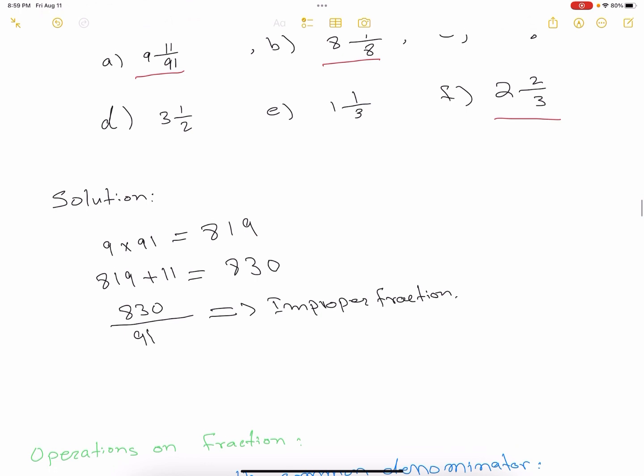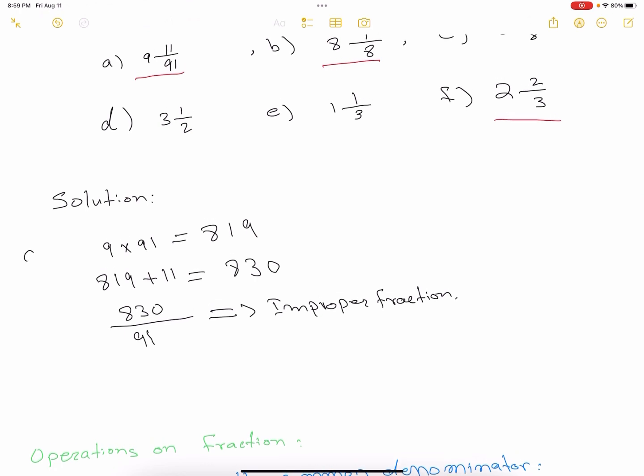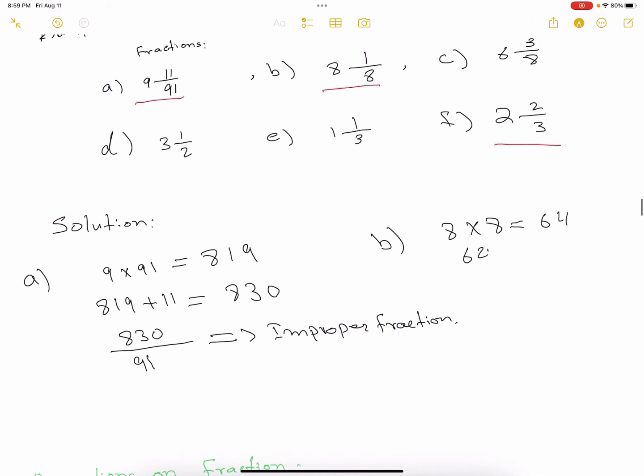We said we would probably do B. Let's do B. B is 8 times 8, whole number multiplied by the denominator, which is 64. Now 64 added to the numerator, which is 1, will be 65. And now 65, write it down over the old denominator, will give us 65 over 8, which is an improper fraction.